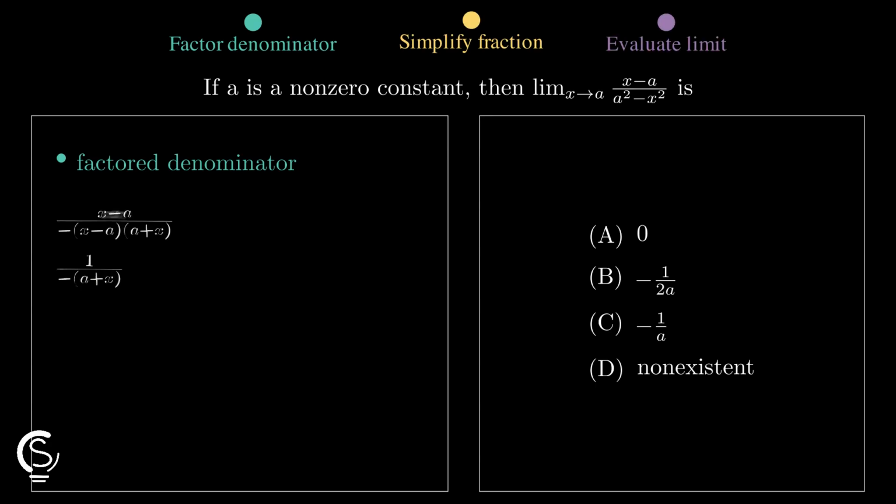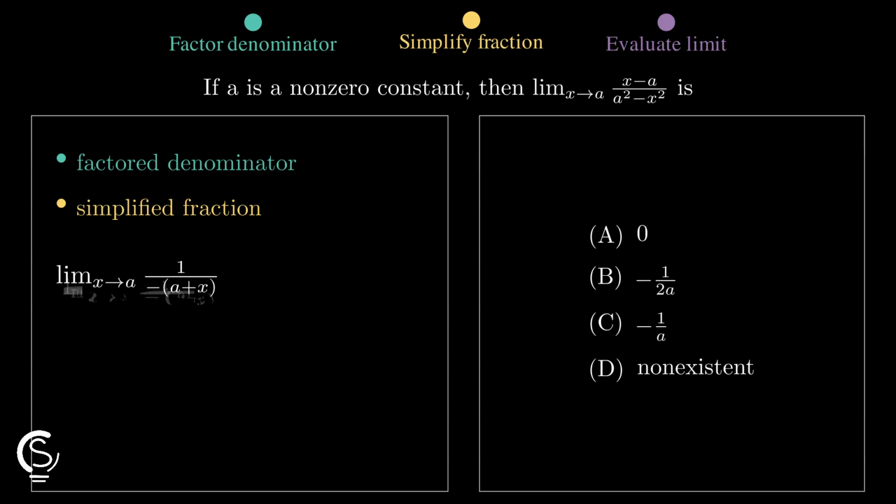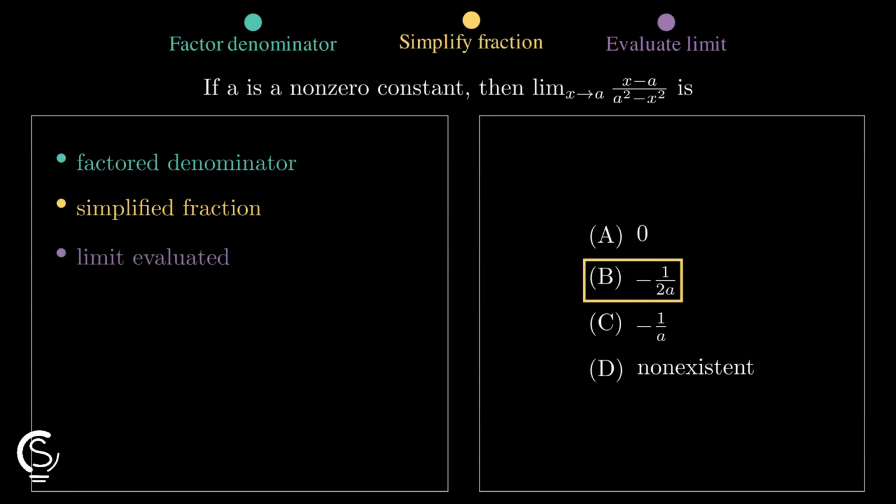Finally, evaluate the limit by plugging in x equals a. This gives us 1 over negative 2a, which matches our target option. Boom, we found the correct answer.